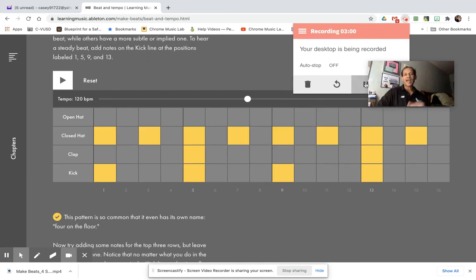Okay, so I've added some patterns in here. We're using the electronic kit, right? So we've got the clap in here. I put the clap on beats 2 and 4. And then I put in the closed hat on the eighth notes. So it's going 1 and 2 and 3 and 4 and, and I've got it set at 120. So this is a basic rock beat.